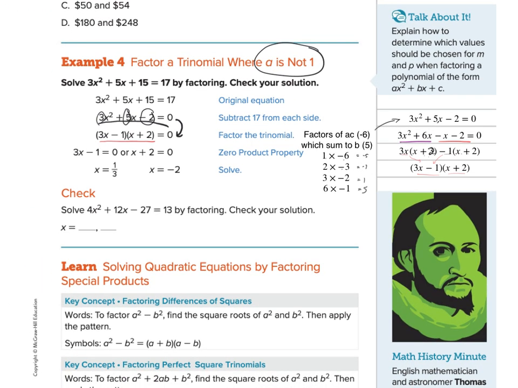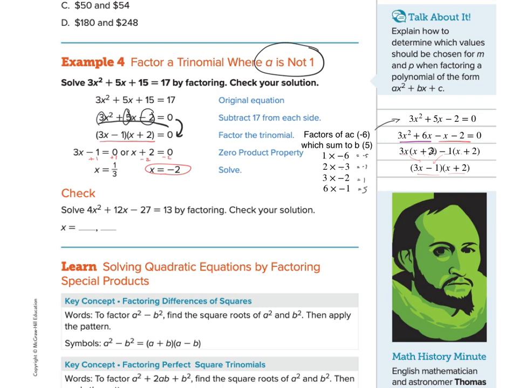And at this point in time, we're going to do the exact same thing we did in the other questions. We will use the zero product property, making each factor equal to 0, using my inverse operations to isolate my variable. So ultimately getting to x equals 1/3 or x equals -2, being able to factor.